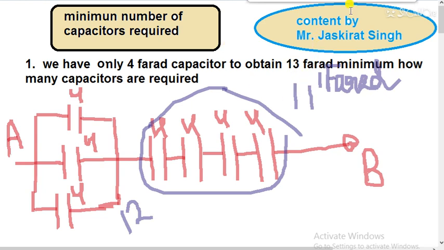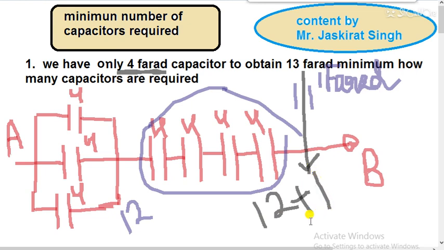Like if 13 is given here, how can you solve this question? Students, this is the biggest concept. 13 is given here, so divide this 13 into two terms that are possible. 4 farad is one value, so can I write it as 12 plus 1? To get 12 I connect 3 in parallel, and to get 1 I connect 4 in series. This is the shortest way.